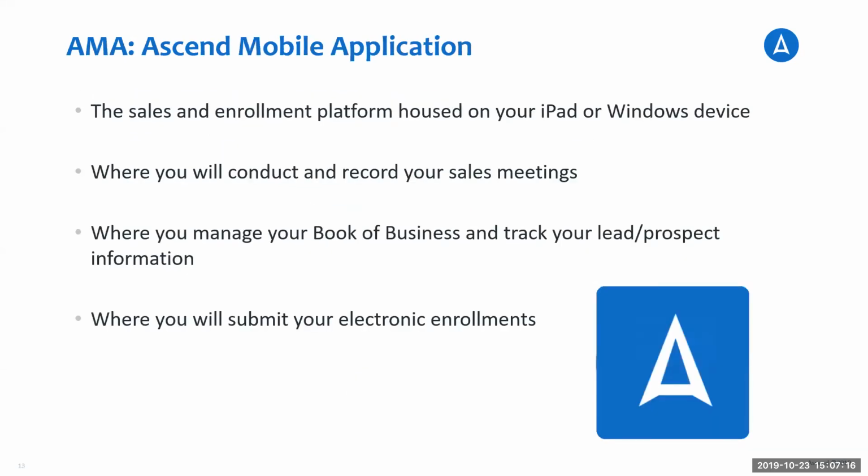The Ascend mobile application is the sales and enrollment platform that's on your iPad or your Windows device, such as your laptop, where you conduct and record your sales meetings, and where you manage your book of business and track your lead or prospect information. The mobile application is also where you submit all of your electronic enrollments.